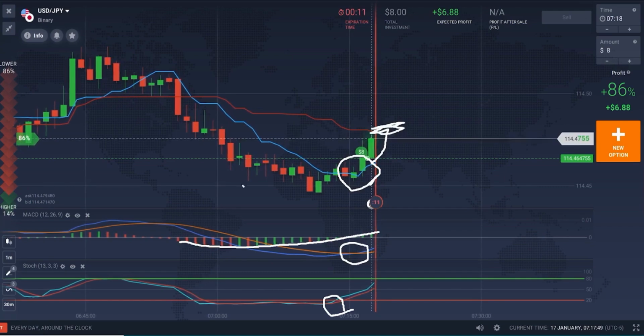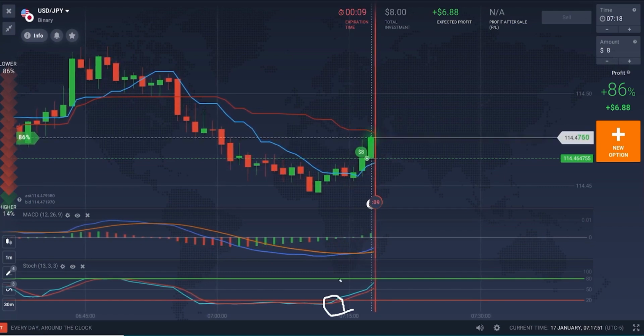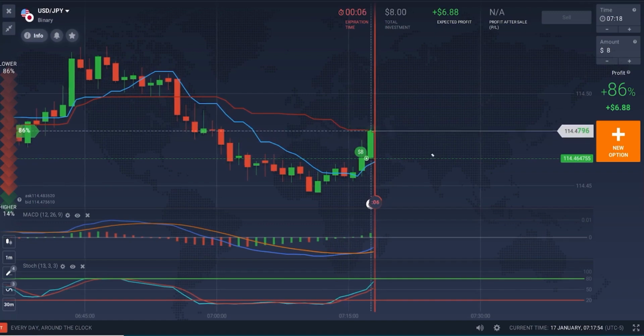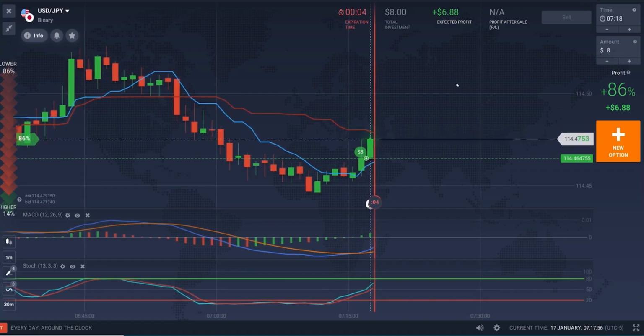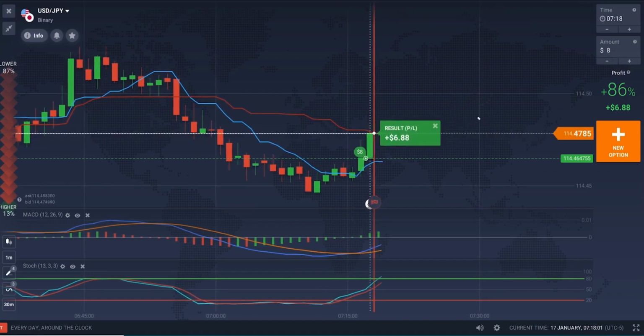I entered the trade here, and so far, it's been in profit. Let's wait for the remaining 8 seconds. And yes, this trade was successful and closed with a profit.